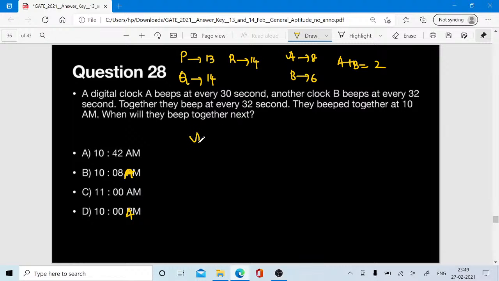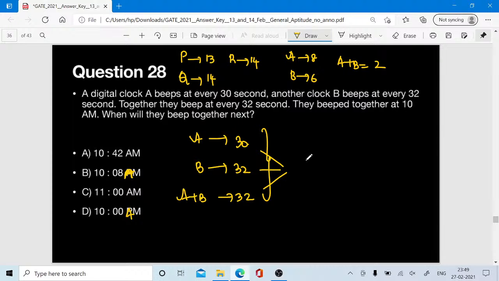So clock A is beeping every 30 seconds, clock B is beeping every 32 seconds, and clock A plus B is beeping every 32 seconds. This is nothing but your LCM method. 30, 32 and 32. What is going to be my LCM? My LCM is going to be 480. So this is in seconds now, people. In time and work also, when we were taking LCM, what were we getting? We were getting the total work. So this is the total seconds.